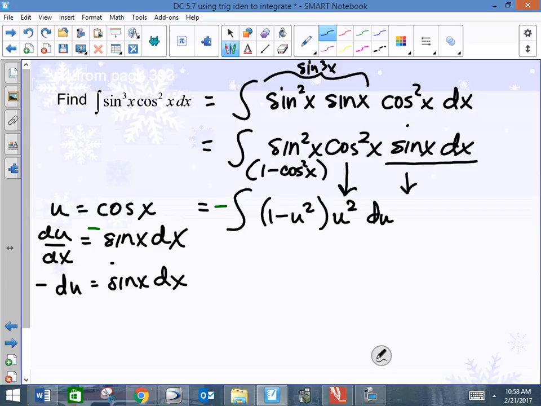All right, so how shall I find an antiderivative of 1 minus u squared times u squared? Distribute first. All right, so what is that, Hannah? U cubed over 3 minus. Okay. That's an easy antiderivative. What is it, Kaylin?